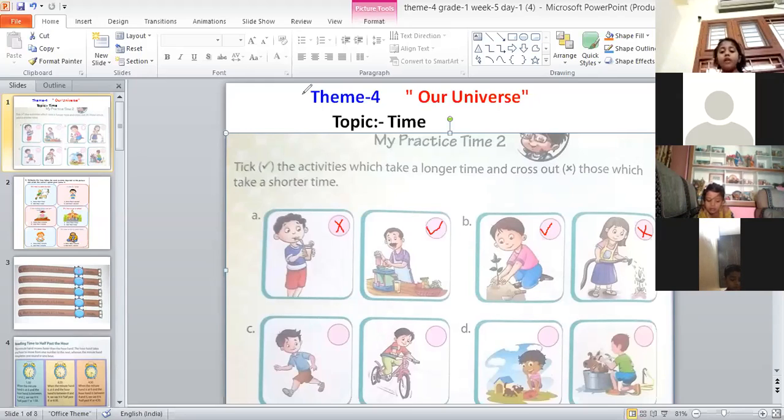If I run, it will take less time. If I go on a bike, it will take more time.